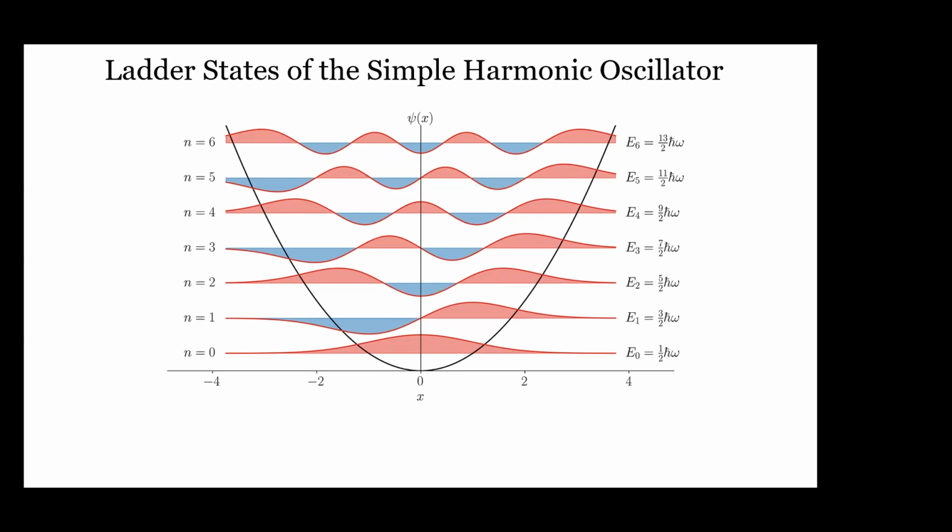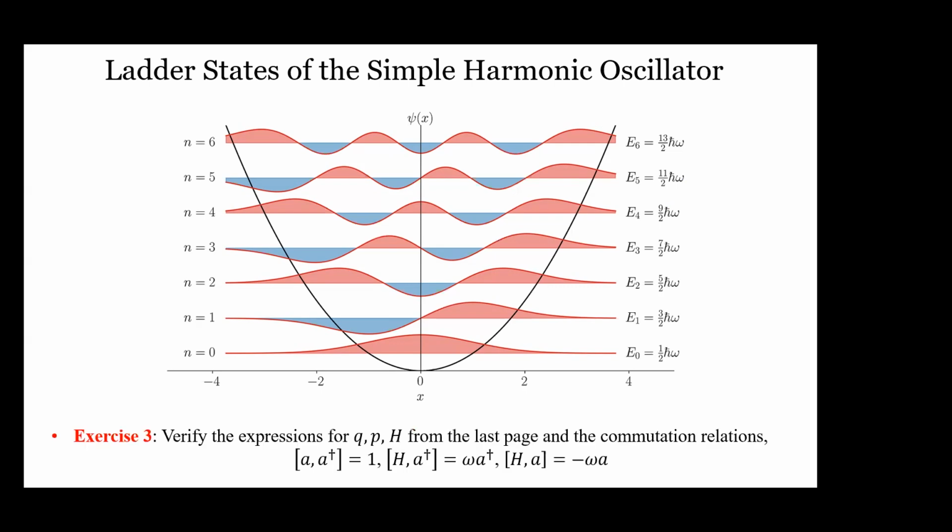And if you go to n equals 1, you gain one unit of energy: 1 plus 1/2, so 3/2, right? And then you keep going by steps of 1. That's the spectrum of the harmonic oscillator in quantum mechanics. It's not even field theory at this point.